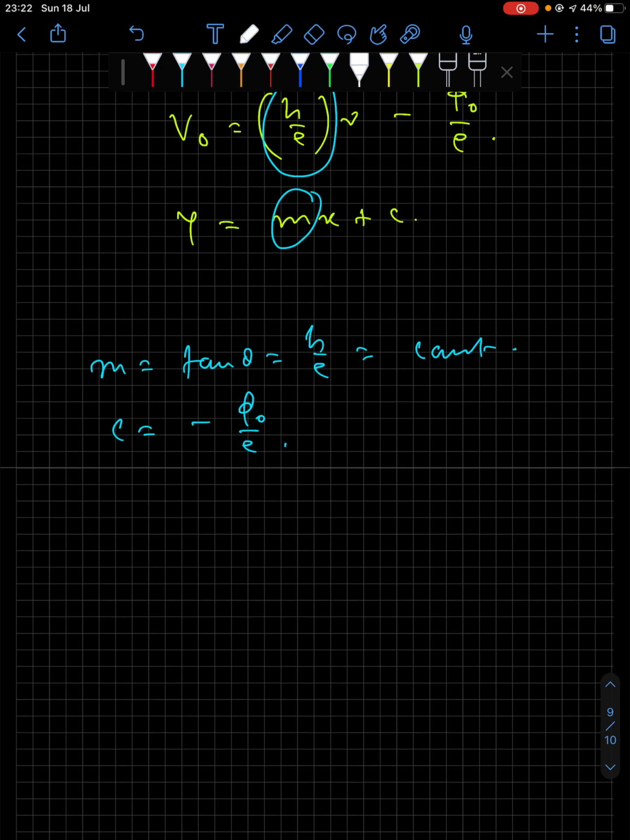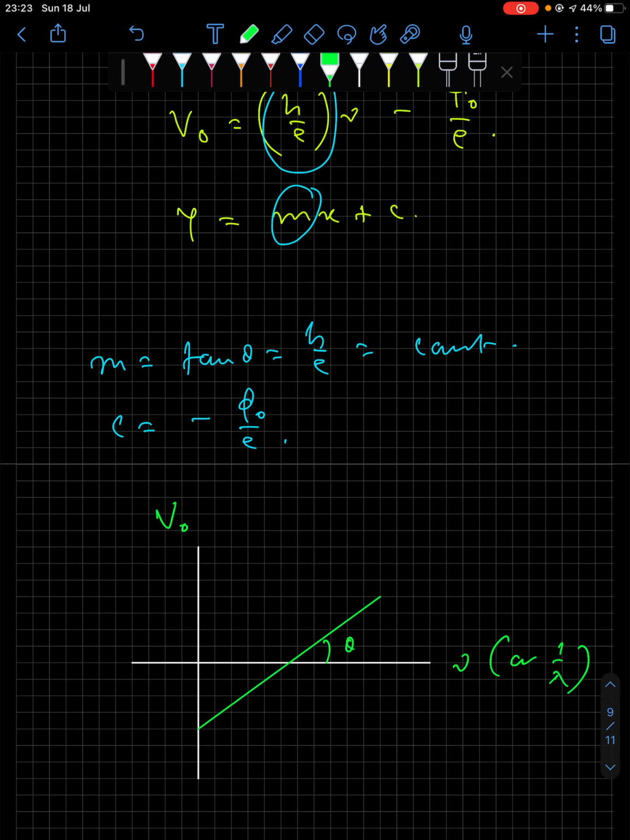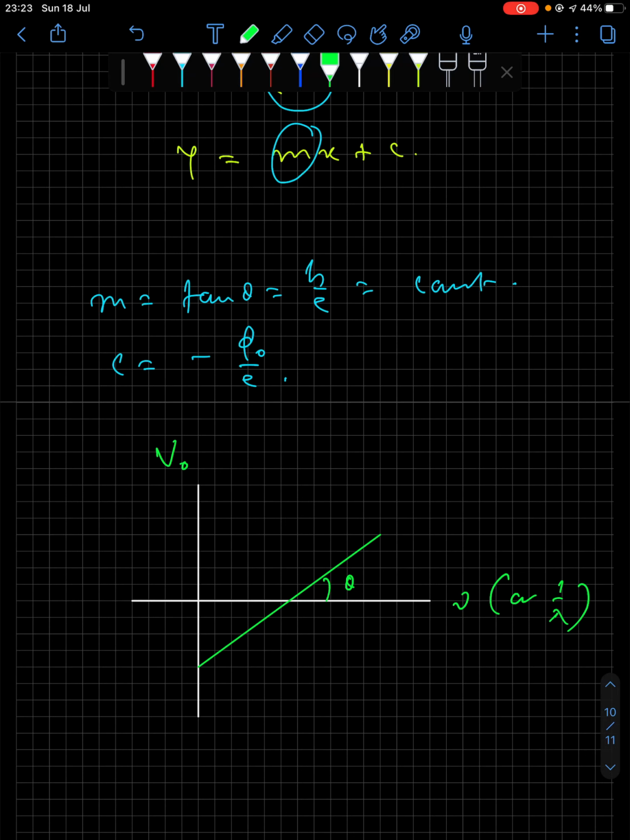Now if you plot a graph between V naught versus nu, or V naught versus frequency, the graph comes out to be like this. So this is the slope theta, this is nu or 1 by lambda. You can do it as 1 by lambda also, you can check the PDF where I worked it out, and this is V naught. So this is the graphical study.